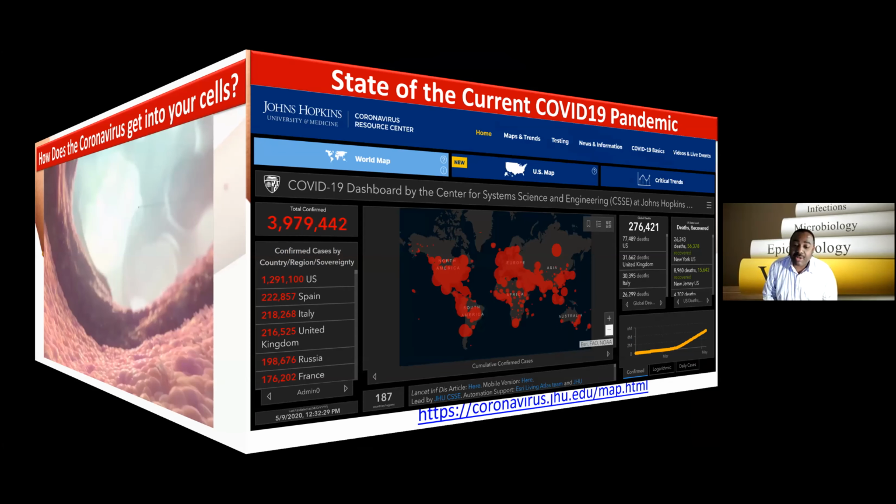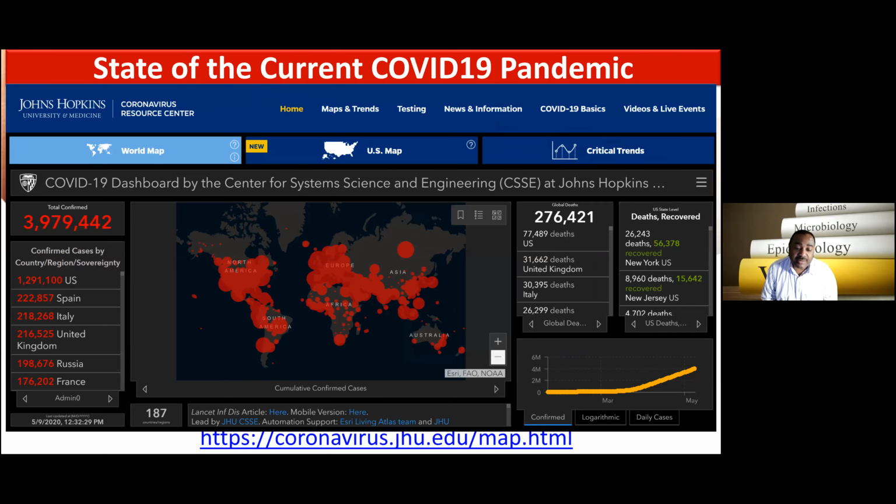Now, with this, we come to this place where we are. We're currently worldwide, we have over 3.9 million cases of the coronavirus. By the middle of next week, we would have cleared 4 million people worldwide who have been infected by the virus. At this point, the US has just under 1.3 million cases. And as you can see, worldwide, over 276,000 people have already died. 77,000 of those are in the United States of America.